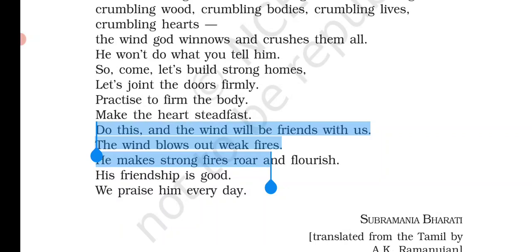I think this poem has a very beautiful message, because wind is a natural phenomenon, right? Everybody experiences this. In this poem, the poet is not only talking about the wind. With the help of wind, he's trying to convey a very beautiful message, that yes, the wind is destructive, but it is only destructive for those.